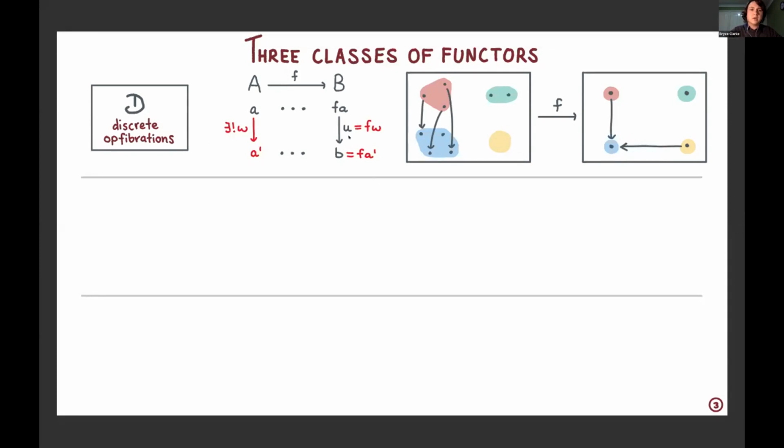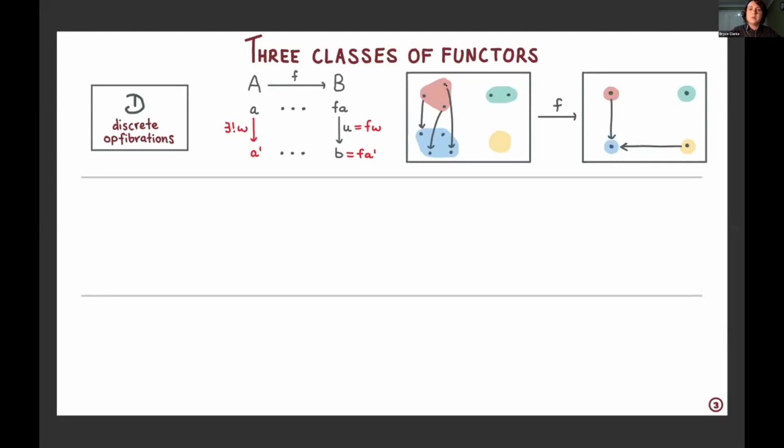And so a discrete op fibration is just a functor which says that for every state A, little a, and every update or morphism in F of A to B, we can find a unique morphism W, which lies above U. And so we sometimes call W the lift of U. And so here we can see a very simple example of what a discrete op fibration would look like.